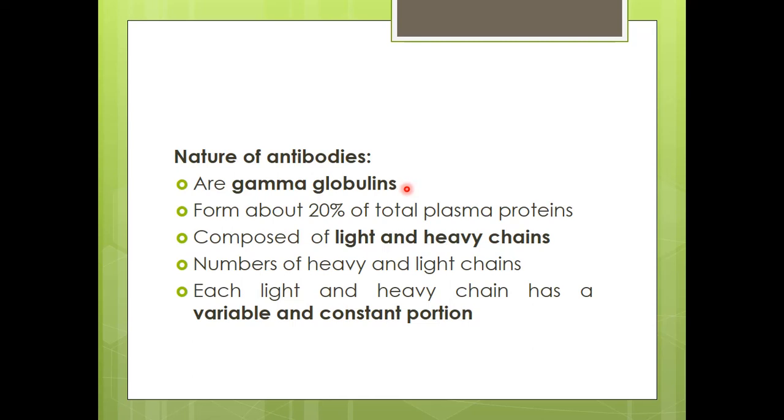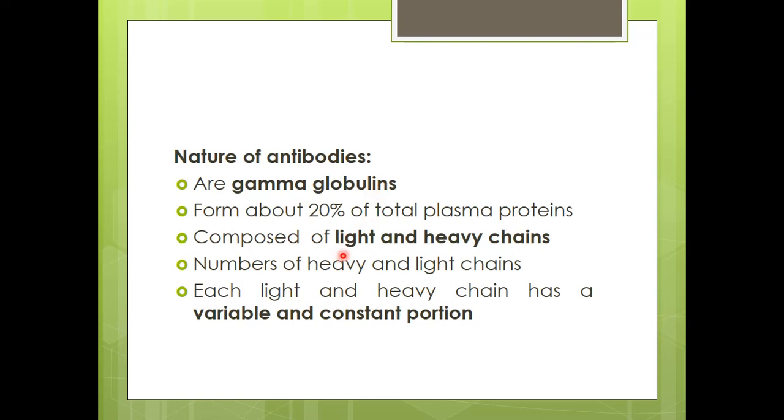Now, we are going to talk about the antibodies in detail. Antibodies are gamma globulins. They form about 20% of the total plasma proteins. All the plasma proteins are formed by the liver except these gamma globulins, which are the antibodies. These gamma globulins are secreted by the plasma cells.